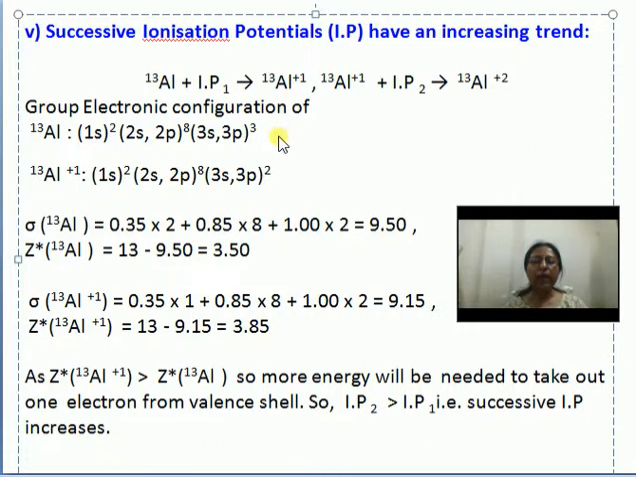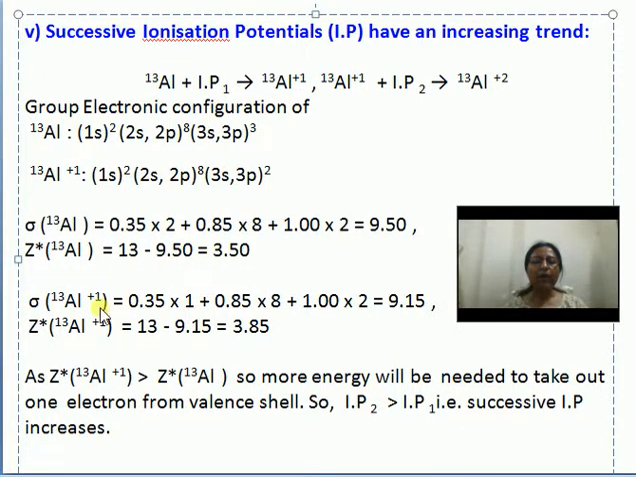We have to calculate the Z star for both aluminium and aluminium plus 1. Here I have written the electronic configuration for aluminium and aluminium plus 1. One electron is less here. You can look at here. Now we are going to calculate the sigma. You can look critically here, and we have found the Z star value for aluminium as 3.50.